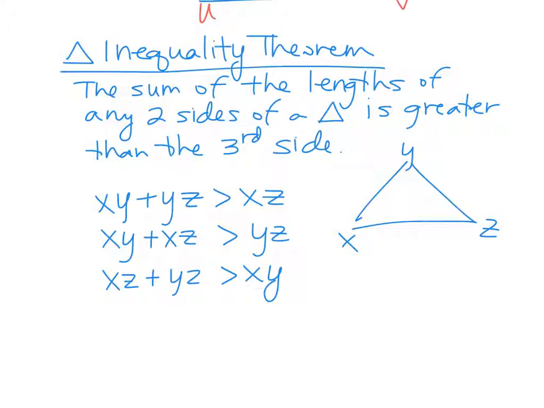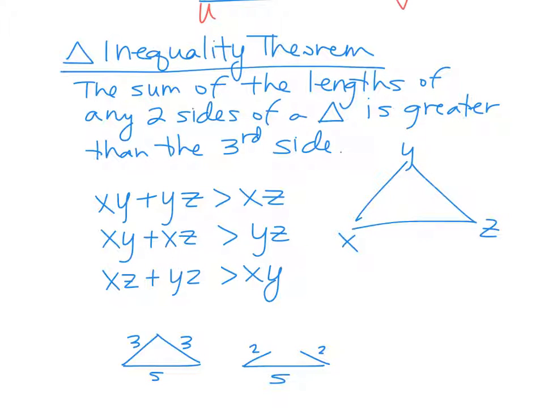Here's why. Let's say I have a triangle. If this is 5 units long, and I go 3 and 3, right? The 3 and 3 are going to meet up. But what if I go 5 here, and I go 2 and 2, right?